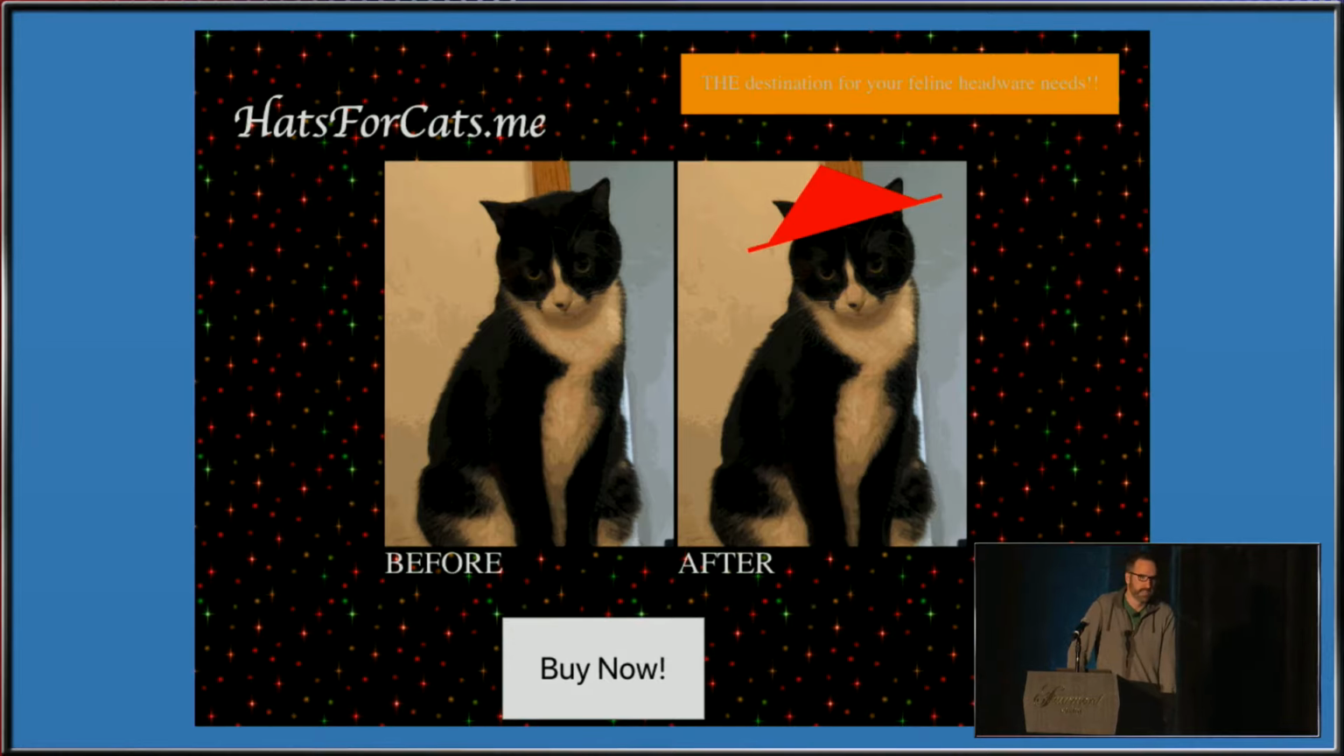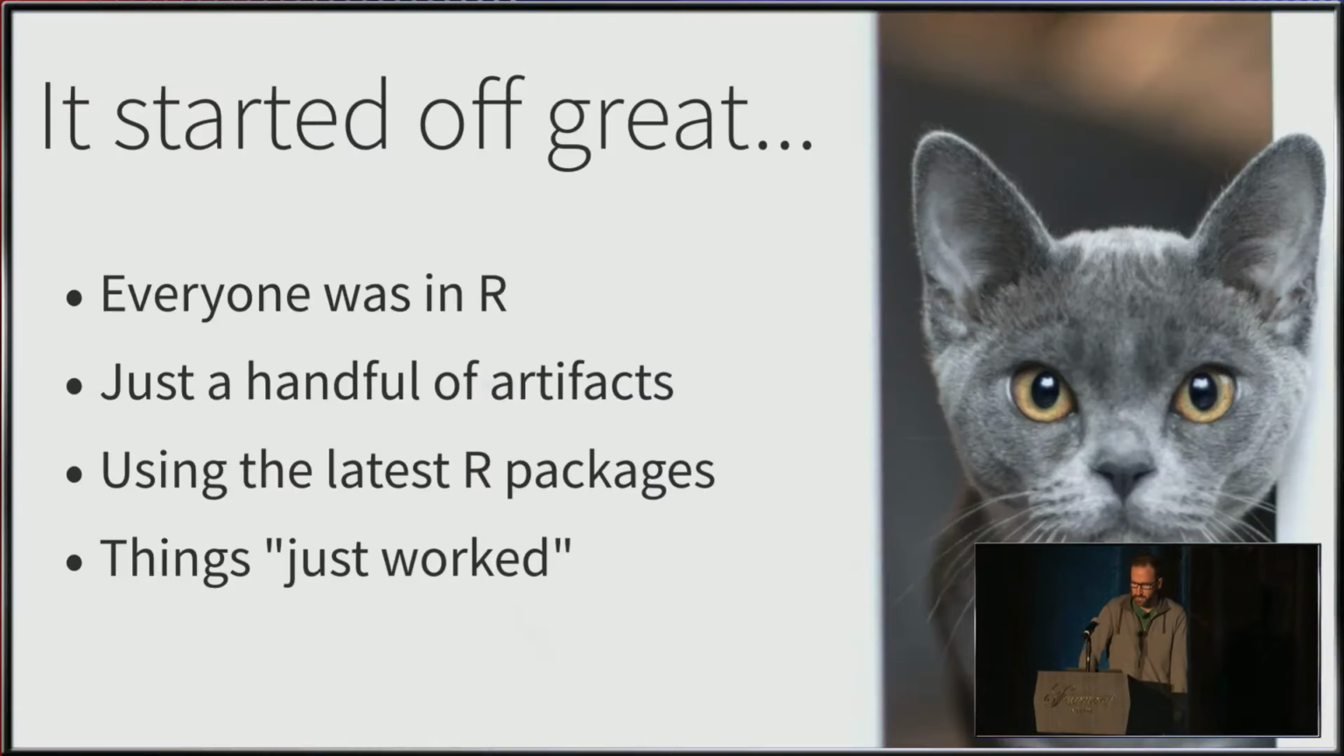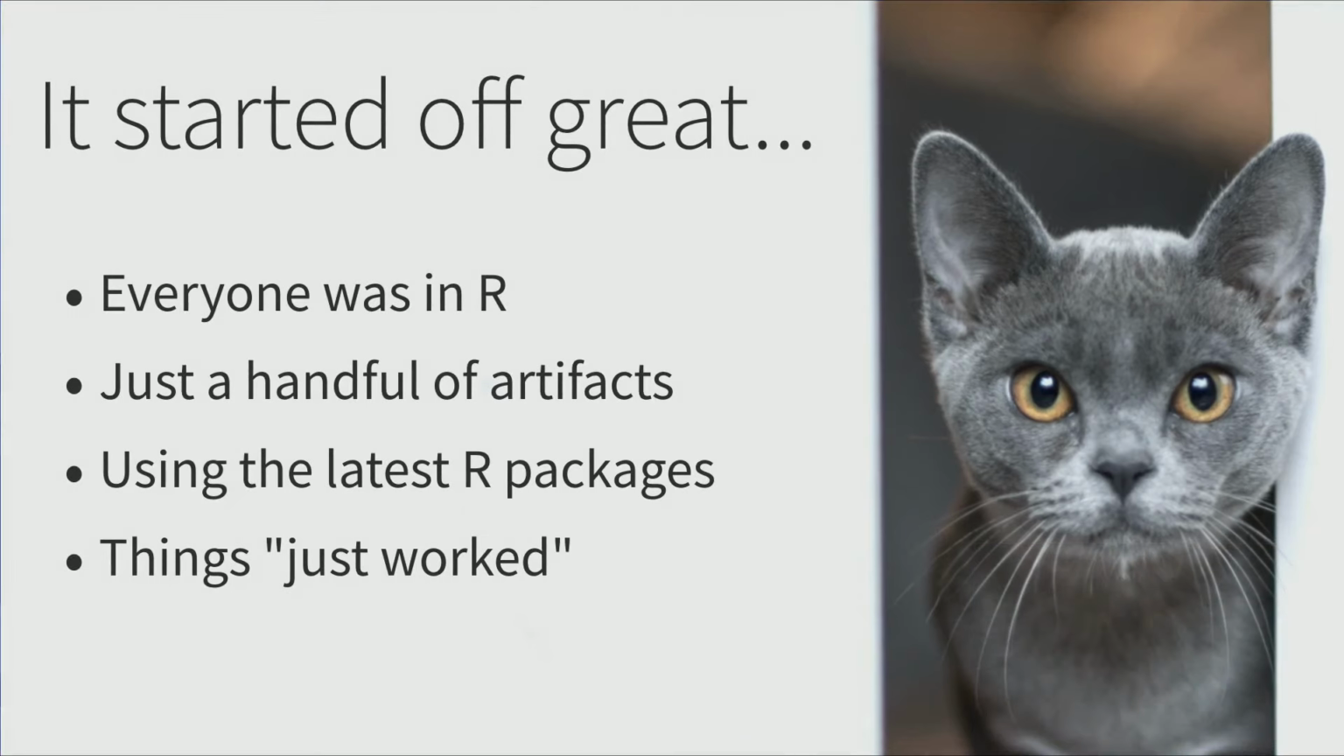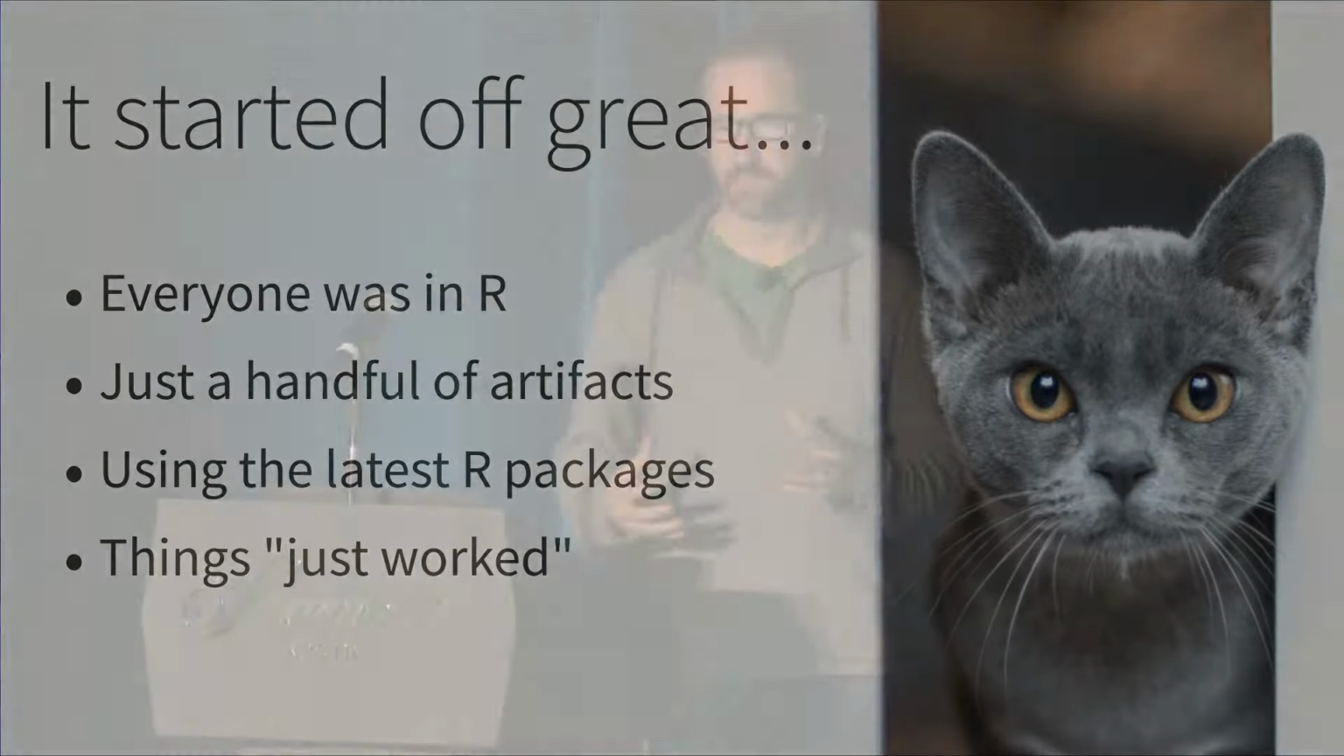And so I thought I'd share that with you today and see if any of that resonates with how your journey has gone. So things started off really great, right? Everyone was in R. We had 2 data scientists originally. They were both using R, and they both installed R just recently when they got started. They were using the latest versions of R packages, and everything was just fine. There were only a handful of artifacts that they produced. So they had a couple R Markdown reports. We had one Shiny app. Everybody knew where everything was, and so there wasn't really any ambiguity. And we were all using the latest versions of everything, and so everything just worked out fine.